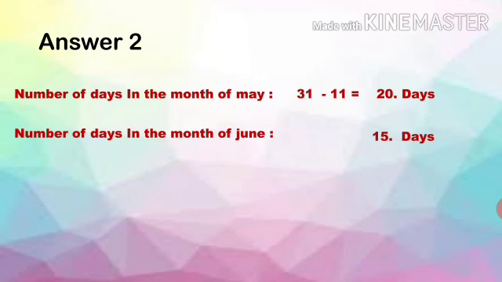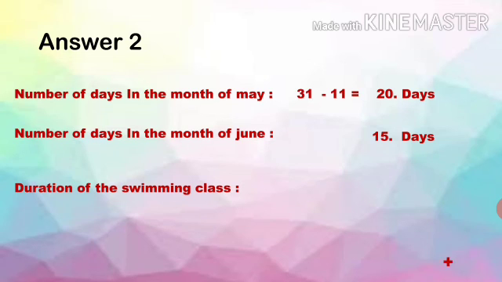Number of days in the month of June, it is first 15 days. It is easy. So 15 days. So the duration of the swimming class will be, you have to add both the days. So if you add, you are getting 35 days. So Shivani went for 35 days for a swimming class.